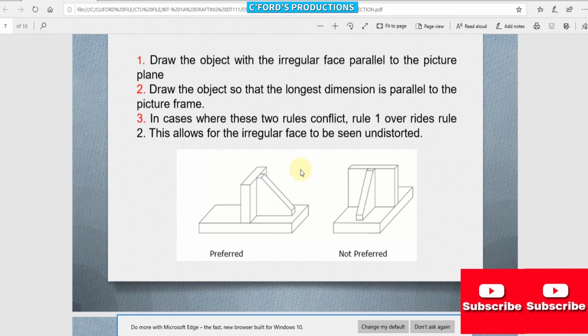Here is the example. So the preferred drawing in oblique projection. This one is preferred. So rule number 2, the longest dimension is parallel to the plane. So this one is the longest, so the front face is parallel. This one is an example of not preferred.